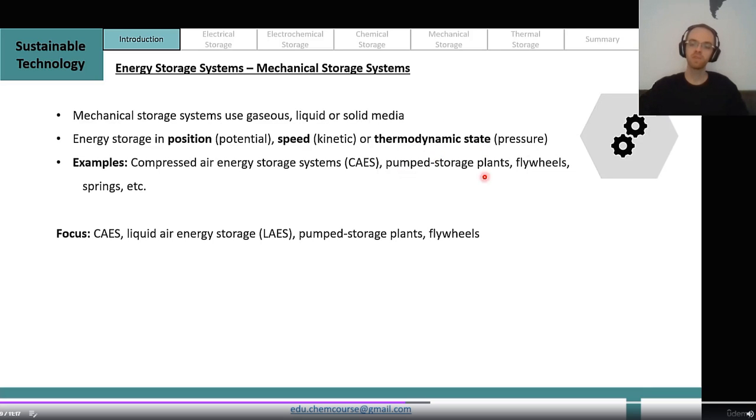We have pumped storage plants, which would be an example of positional storage using potential energy. And we have the example of flywheels, which would be an example of kinetic energy storage. The focus in this chapter later on will be on this compressed air energy storage, on liquid air energy storage, so-called LAES. We will also talk about pumped storage plants and about flywheels.